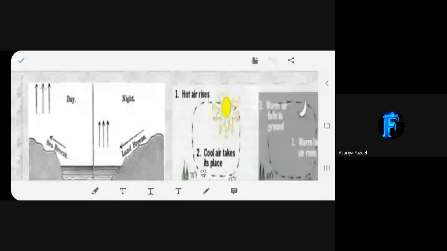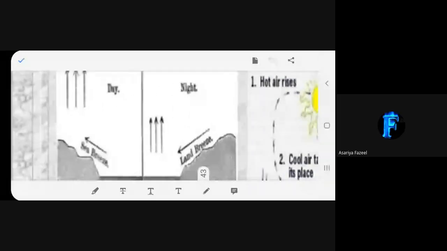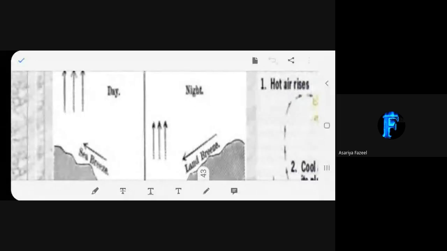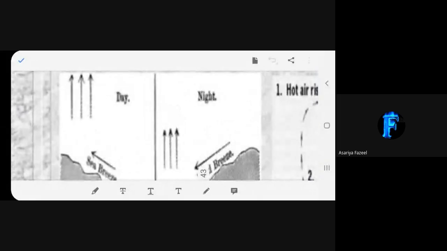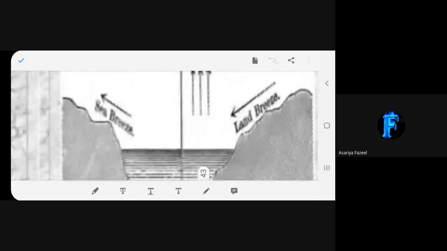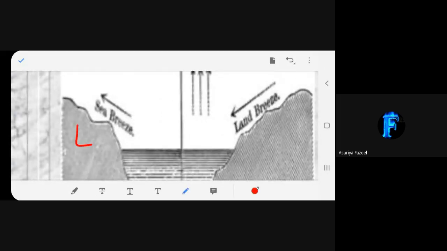So let's talk about the breeze now. First, I will explain to you one by one what happens during daytime. Now, this is land and this is sea, right, beta? Yes or no? This is land and this is sea, right?